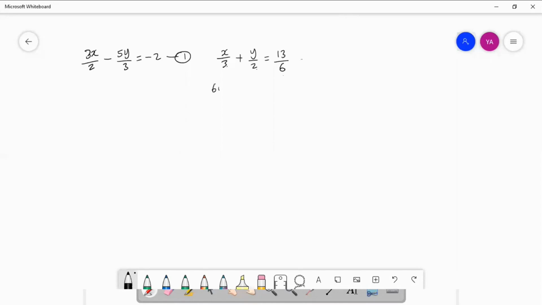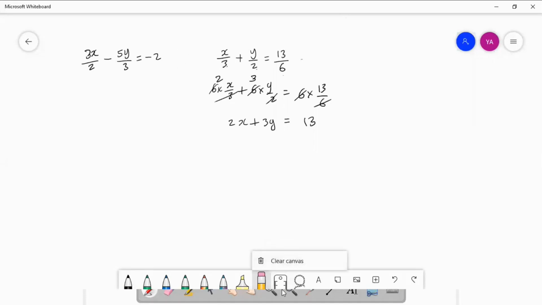So you'll get 6 into x/3 plus 6 into y/2 is equal to 6 into 13/6. Here you can cancel 6: how many 2's in 6? 3. And how many 3's in 6? 2. So it reduces to 2x plus 3y is equal to 13. Now we can change the other equation without fractions too.